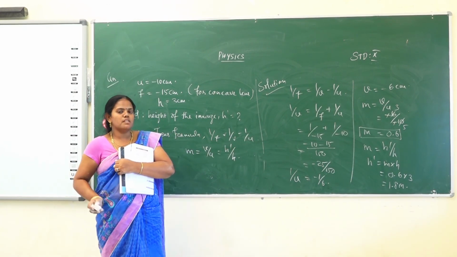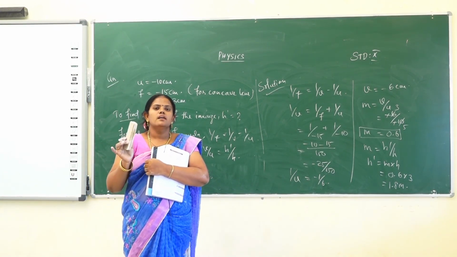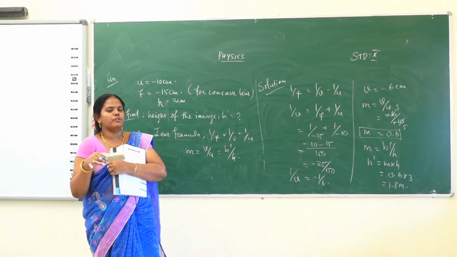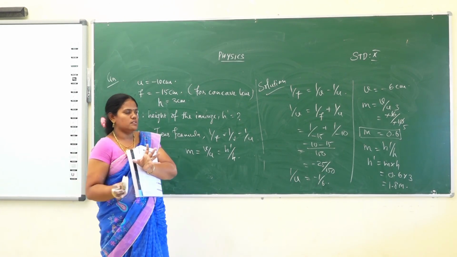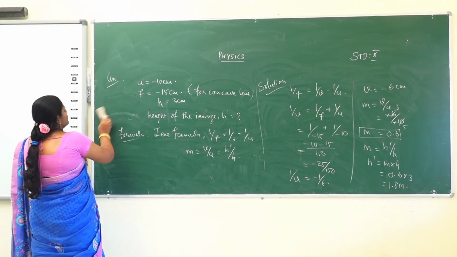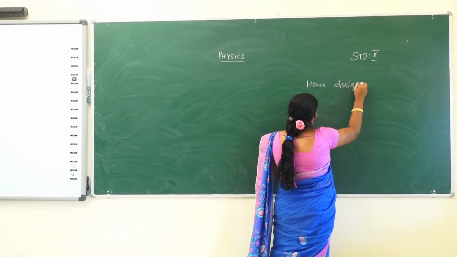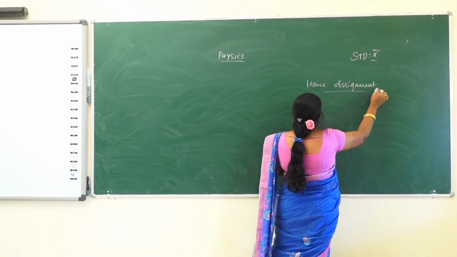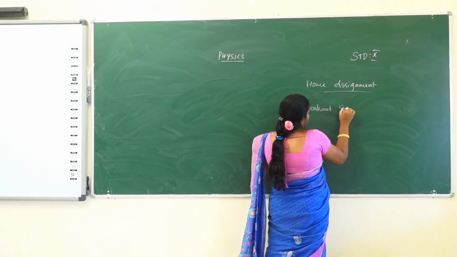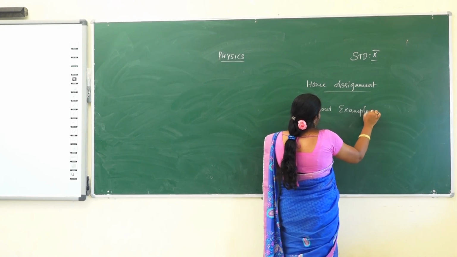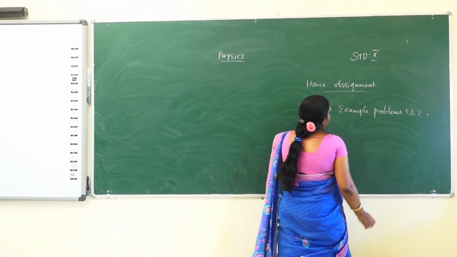Okay, all the problems are over. First you learn thoroughly the formulas and all the derivations, and then you can easily work out all the problems in this lesson. So first learn the formulas thoroughly. Okay, then home assignment: work out the first two example problems, example problems 1 and 2.